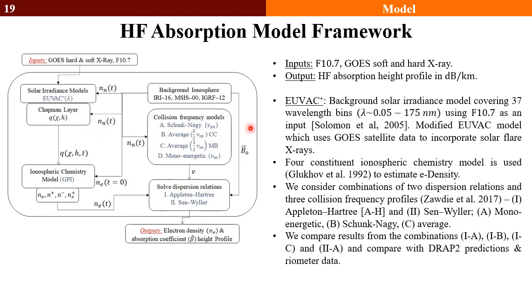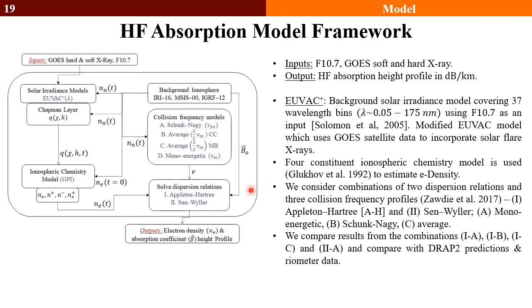The background solar irradiance model covers 37 wavelength bands, from 0.05 to 175 nanometers, using f10.7 as an input. You can check the Solomon et al. 2005 paper for that. We modified the last two bins, the shortest wavelength bins of the UVAC model, using GOES satellite datasets, so that it can incorporate the flare time condition.